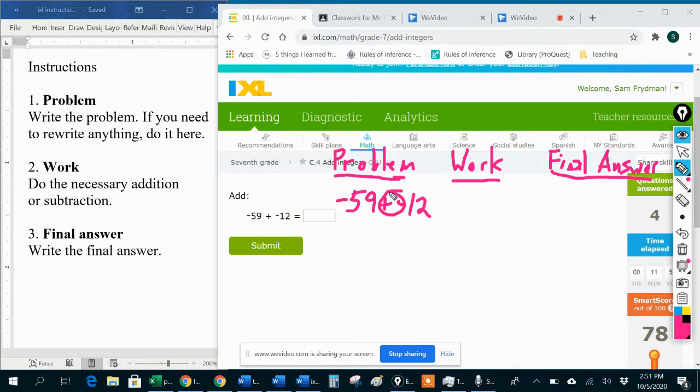So here I'm going to rewrite this. That becomes plus negative becomes minus. And now I have same symbols, so the rule is to add and keep the symbol. So we'll do 59 plus 12. That's going to give me 71, and I keep the symbol, so negative 71.